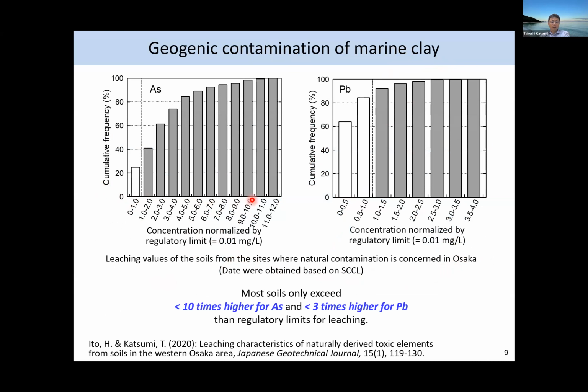The x-axis is the concentrations normalized by our regulatory limits, which is 0.01 milligram per liter as the leaching value. We have a rather special national leaching test method in which we put 100 grams of soil with 1 liter of the liquid. So the liquid per solid ratio is 0.1 or 10. And after the shaking and filtration, we determine the concentrations of the target elements in the liquids.